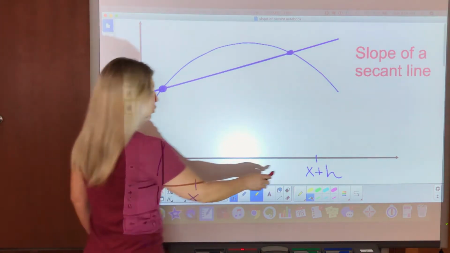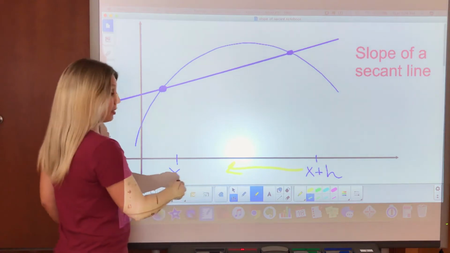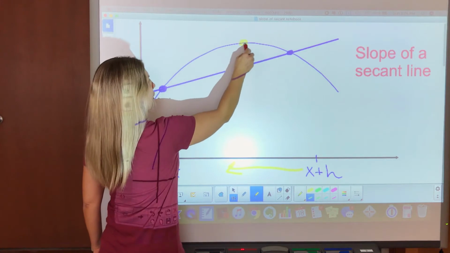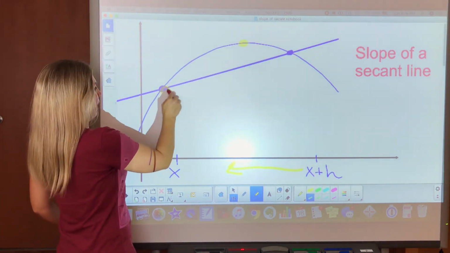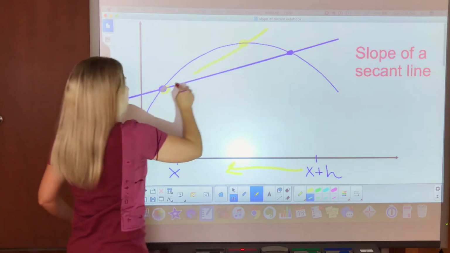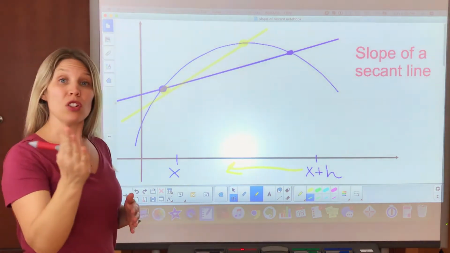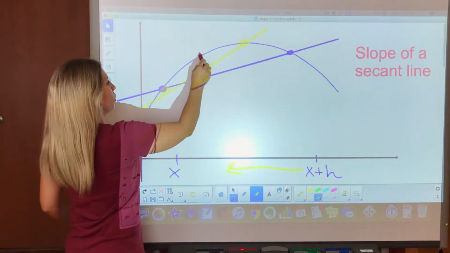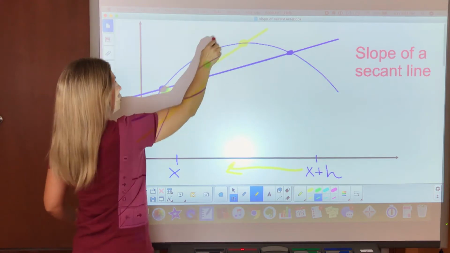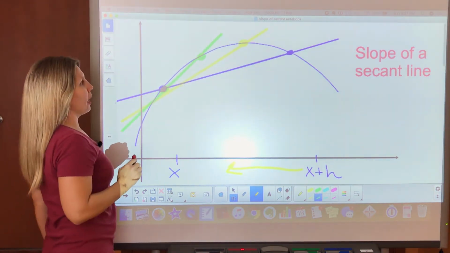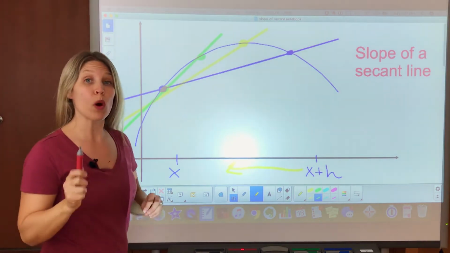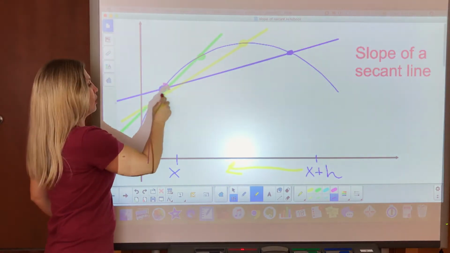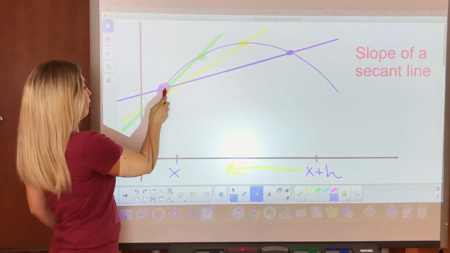But as we get this h value to get closer to 0, meaning it's going to get closer to our first x value, what you're going to notice is, let's say you have a value there, and then again here, and we draw a line through those, and that slope is getting steeper and steeper. If we get it a little closer and put a point here and a point here, that line again is getting closer and closer. And what we're looking for is the slope at just this one value.